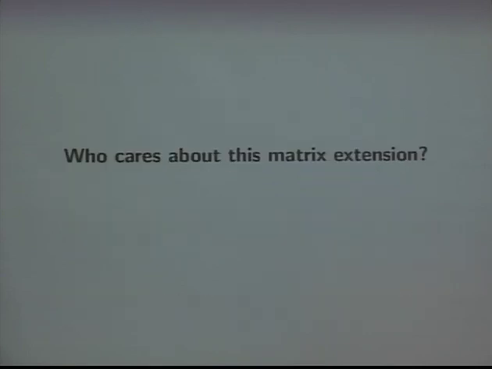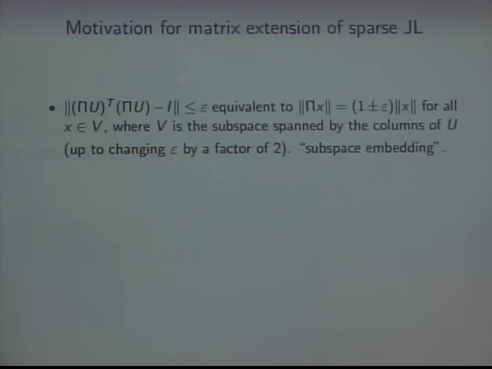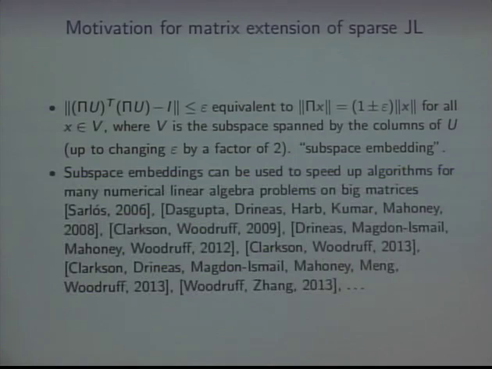Okay, so why do we care about this matrix extension? The reason we care is the following. To say that the operator norm of this matrix is less than epsilon is equivalent to saying that pi preserves the norm of every vector in the subspace spanned by the columns of U. And there were some previous talks in this workshop about subspace embeddings. The reason we care about subspace embeddings is you can use them to speed up algorithms for many numerical linear algebra problems on big matrices.